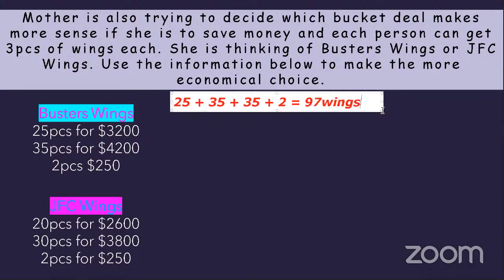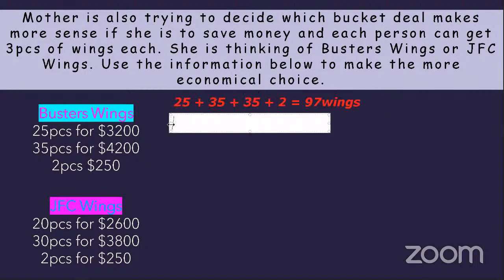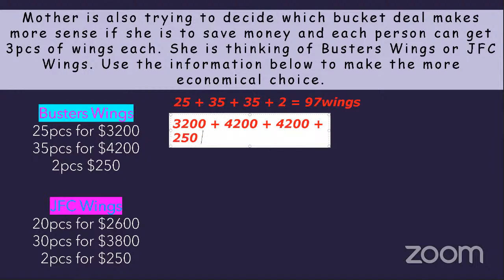So if we think about this and we do our calculations here, for 25, we add 3,200. Let me just write that here, 3,200 plus 4,200 plus another 4,200 because we're doing 2 buckets of 35 pieces, plus those 2 wings, which is 250. That would be equal to, go ahead and do your calculations.